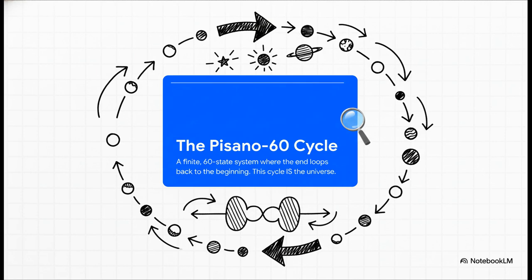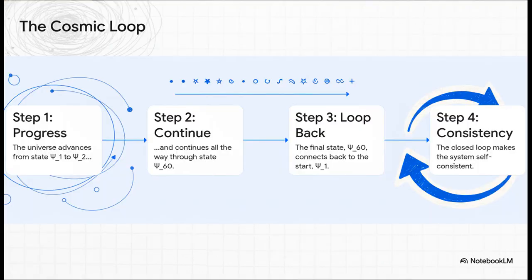Think of it like a film reel with only 60 frames. It plays from frame 1 to frame 60, and then at the end, it just loops right back to the start. That's it. That cycle is reality. So the universe ticks along, state 1, state 2, all the way up to state 60. But when it hits 60, there's no 61. It just cycles right back around to state 1.